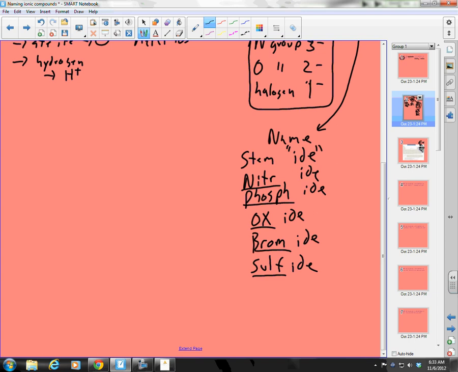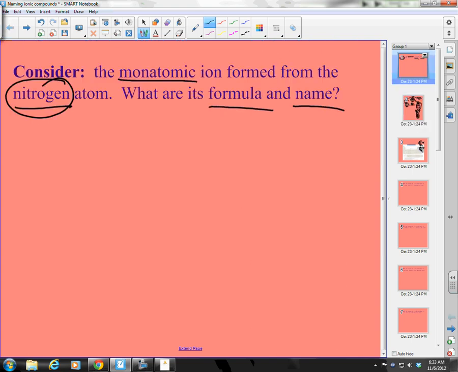And so my stems, these are very common stems: phos, ox, brom, sulf, and sometimes you even get a carbide, which would be a -4, carb, not carbonide, but carbide. All right. Oh, and hydride. So hyd for hydrogen. So those are my typical stems. And really, remember, how do we say what's the name of the ion? Stem plus ide. So formula for nitrogen: N 3-. What's the name? Nitride.